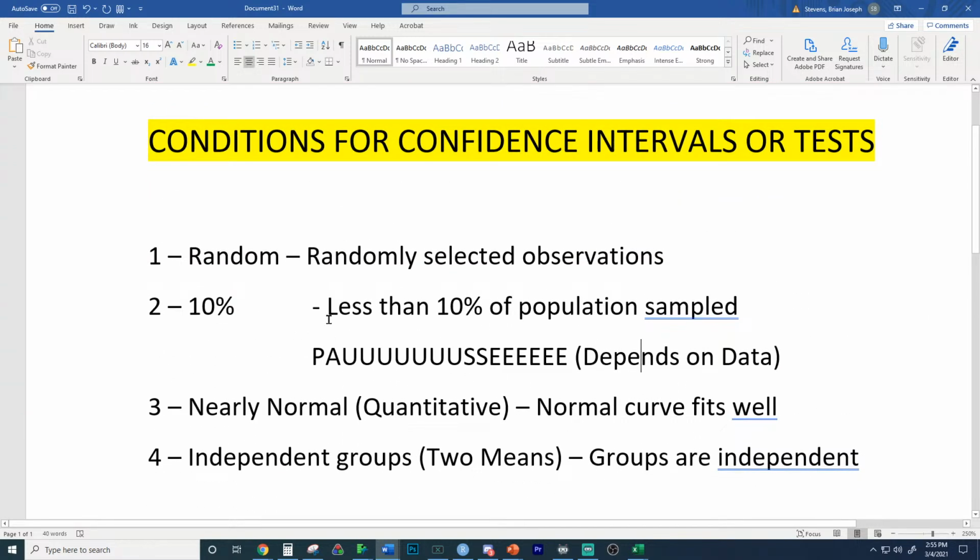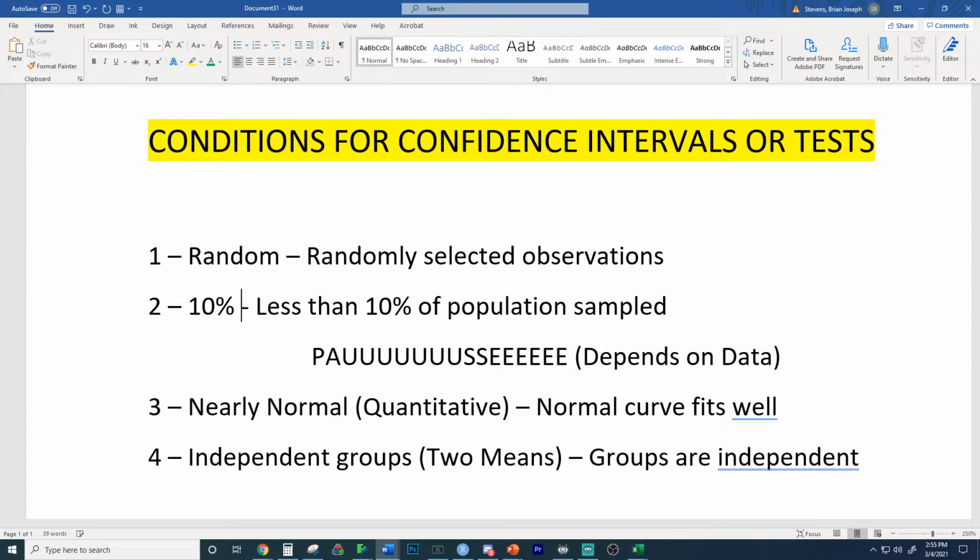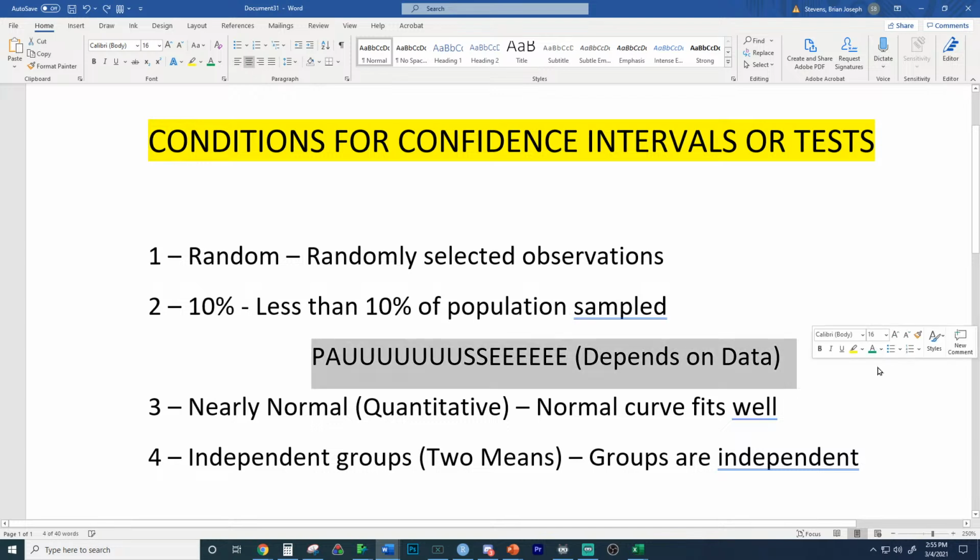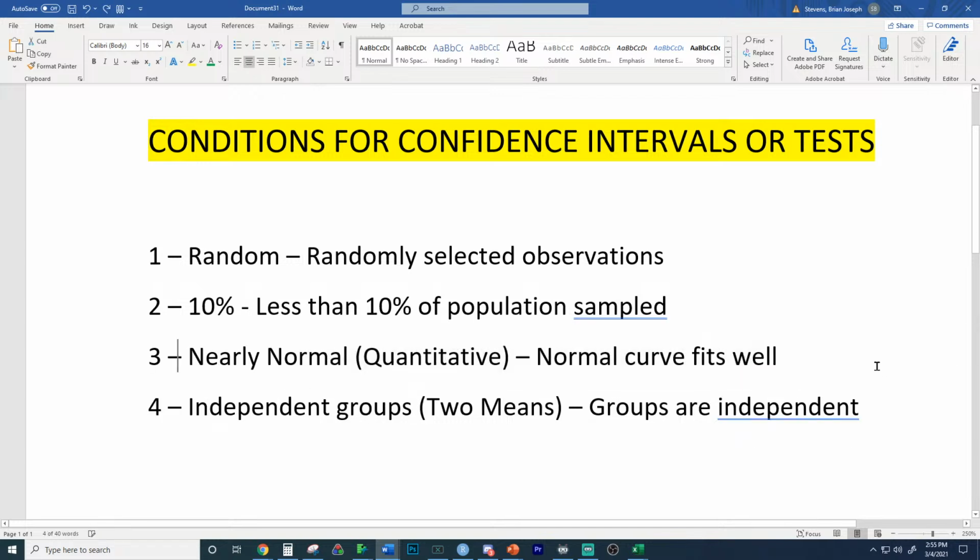So this is a huge hint. You do not need to write pause in your assignment, but this is a huge hint for these right here. You need to make sure you pause when you're doing these, to make sure you have the right type of conditions based on the data.